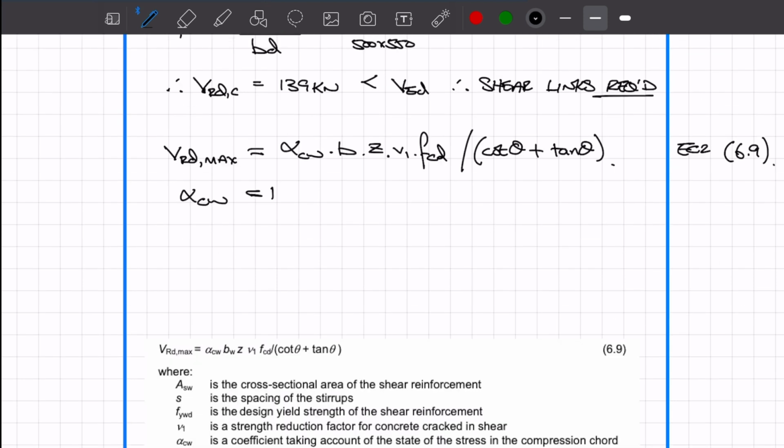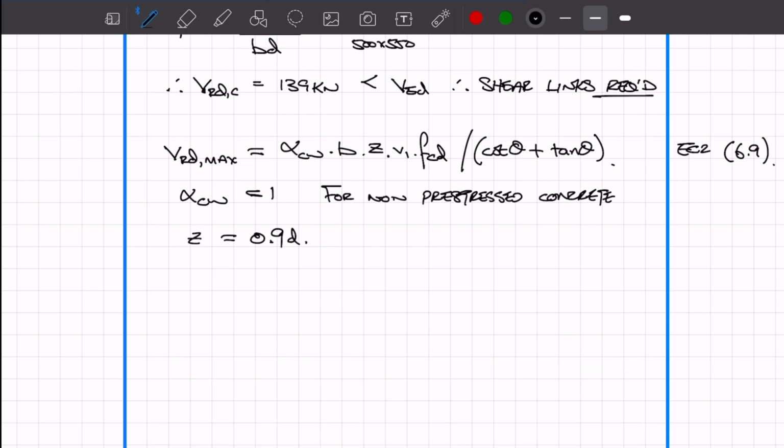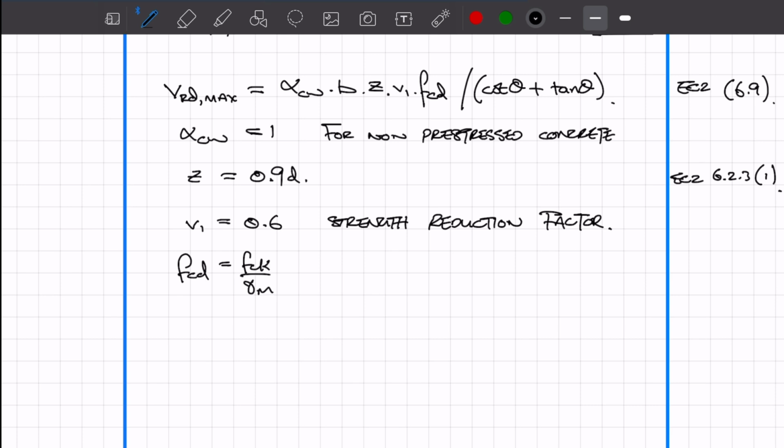So to calculate the maximum shear force capacity VRD max, we need the following. Alpha CW is 1 for non-pre-stressed concrete. Z, which is different from flexural design, is 0.9 times effective depth. V1 is strength reduction factor and the design concrete strength, where the concrete material safety factor is 1.5.